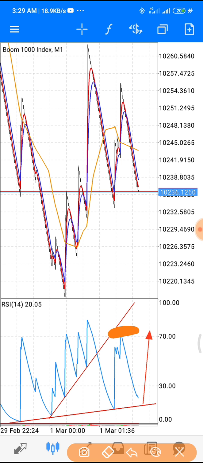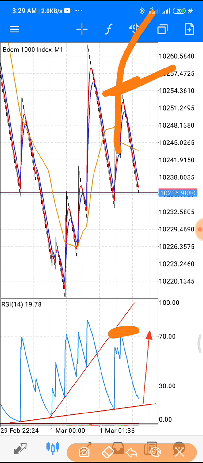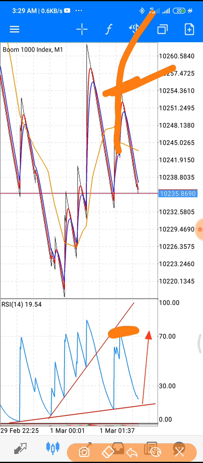So normally on the main chart, if you want to sell here, if you are telling someone to sell over here, the person will be telling you, why should I sell? This market is buying. I should be buying over here. But there is something you're seeing on the RSI, which the person trading on the main chart is not seeing.